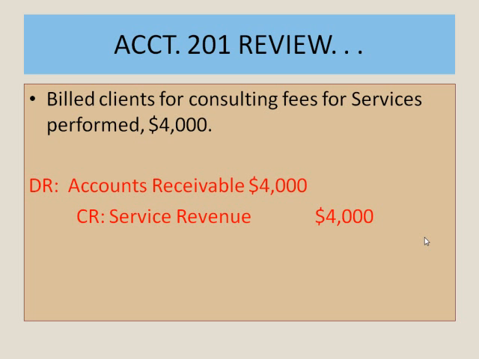The customer now owes them something. So we're booking this from the company point of view. We're going to debit accounts receivable. That's what the customer owes us, $4,000. And we're going to credit service revenue. We're going to recognize that service has been performed, and we're allowed to do that because there has been an exchange.